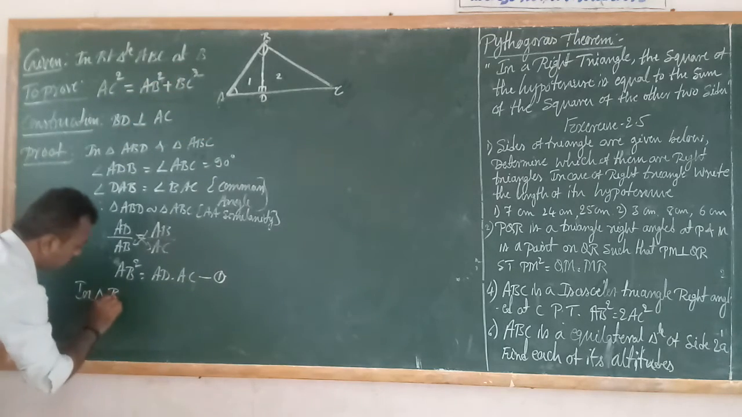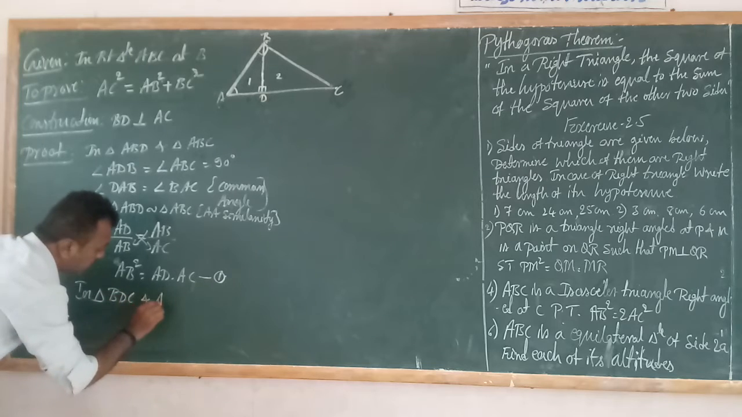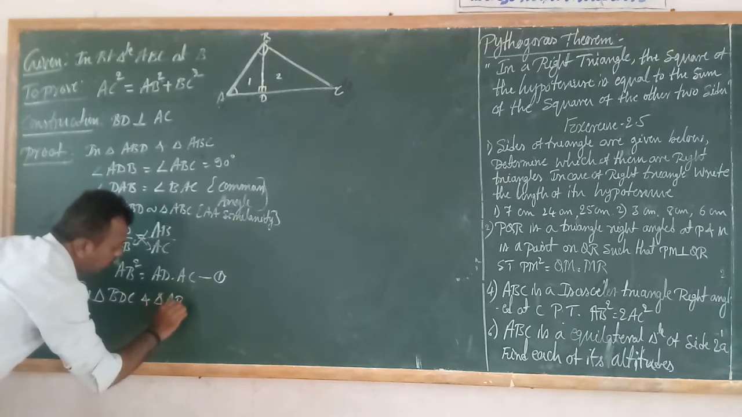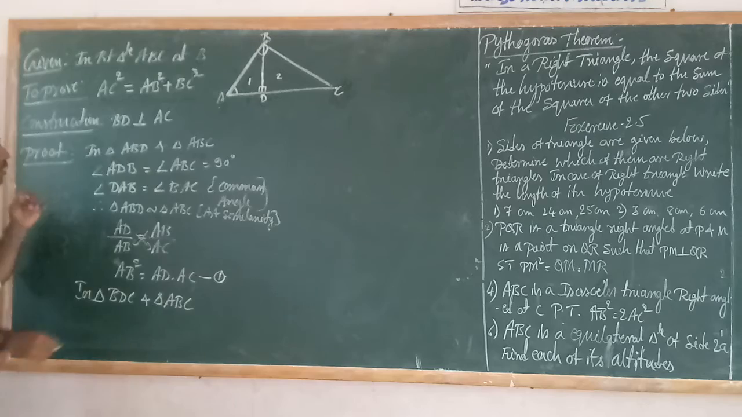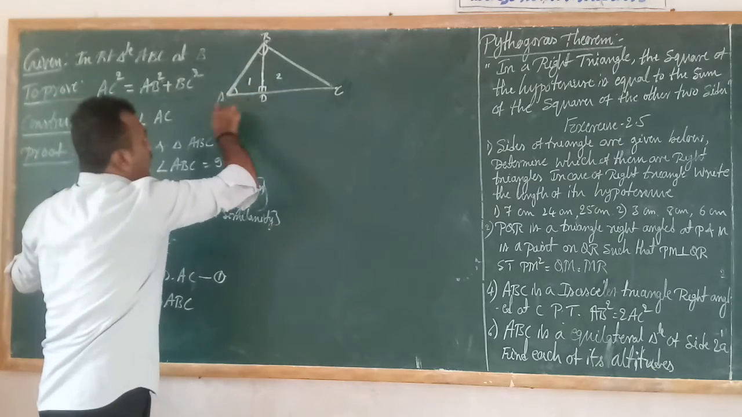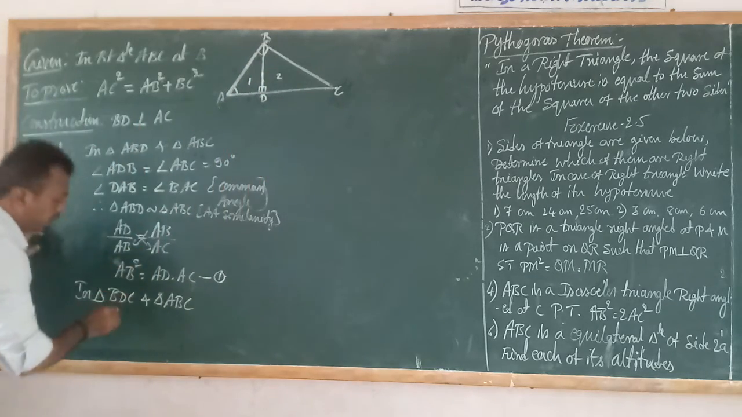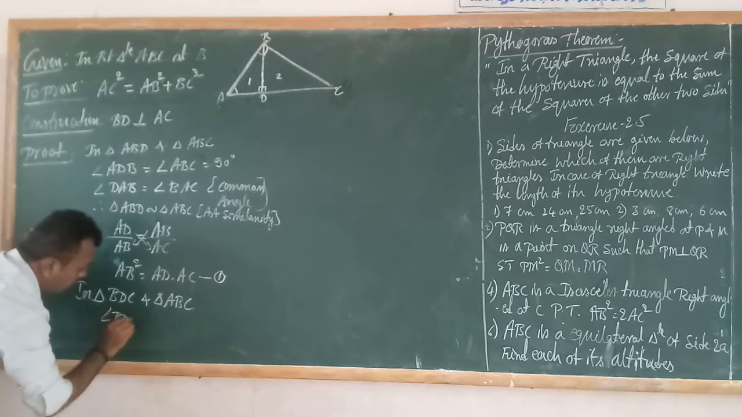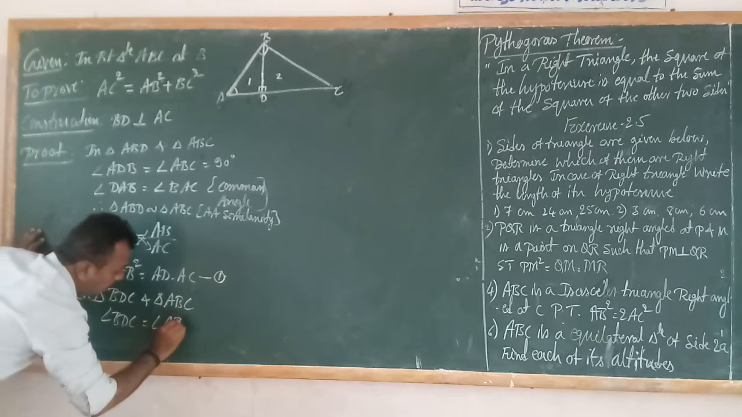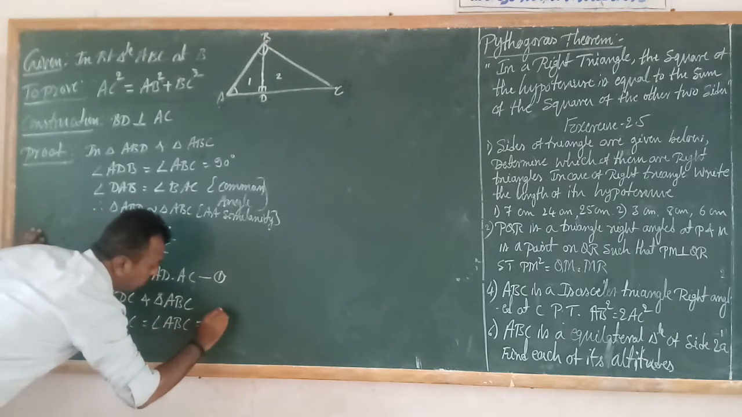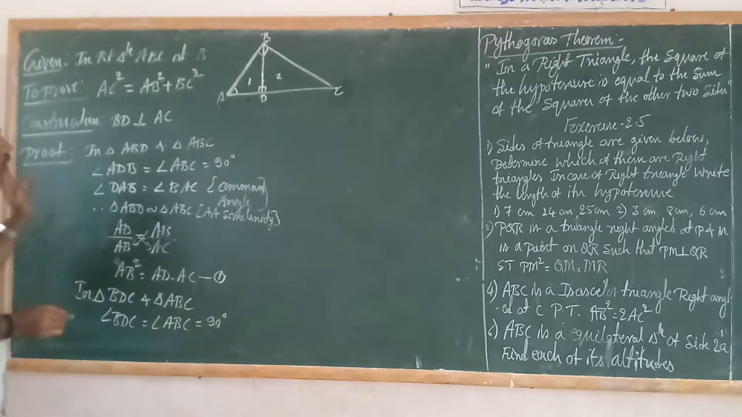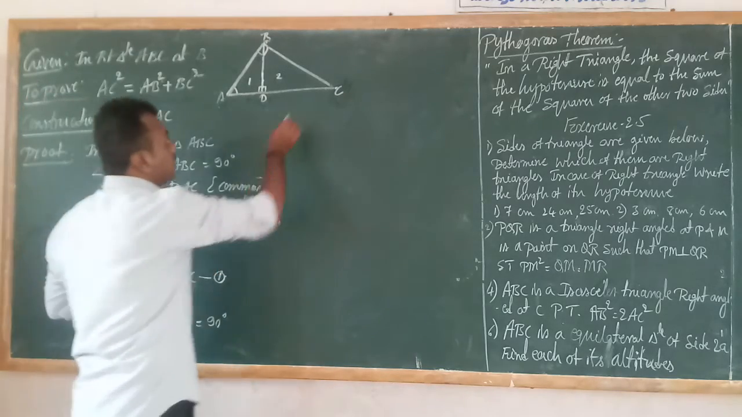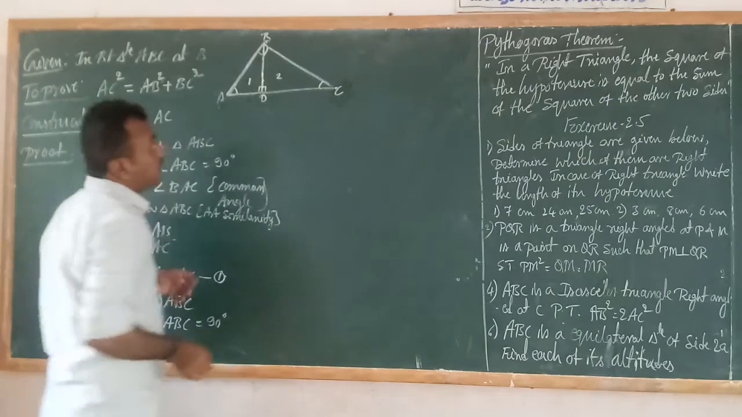BDC and ABC, triangle ABC. Okay. In that, angle BDC and angle ABC are 90 degrees. Therefore, BDC is equal to ABC, which is equal to 90 degrees. So one angle we got. If we get another angle, it means the two triangles are similar. So angle C is common.